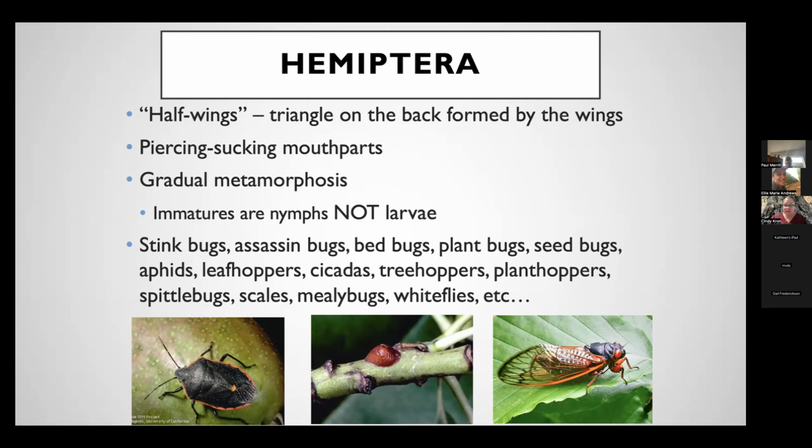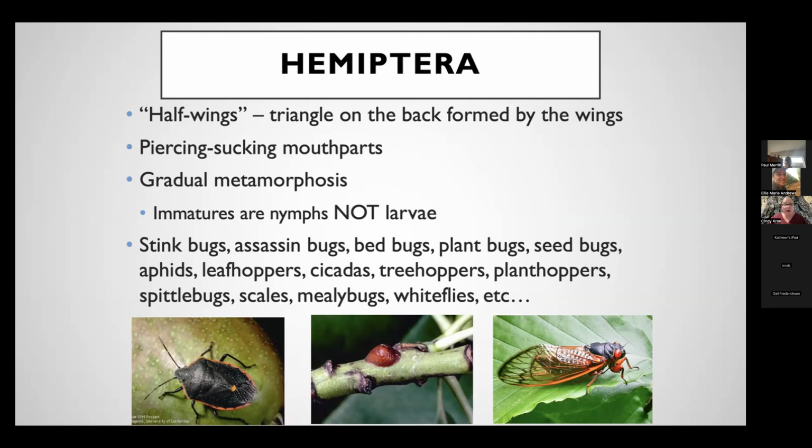So, piercing, sucking mouth parts for this whole order, they go through a gradual metamorphosis. And what that means, and we're going to go even further later, so sorry, that should be pushed over. So what gradual metamorphosis means is that they go from egg to an immature stage, and each time they molt, they get a little bit larger. But the immature stages look very similar to the adult.